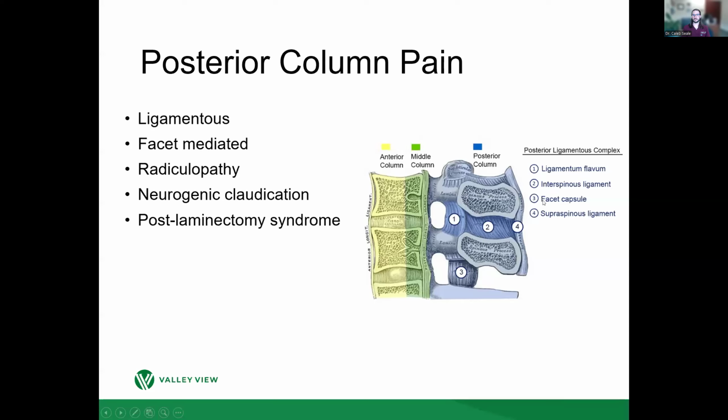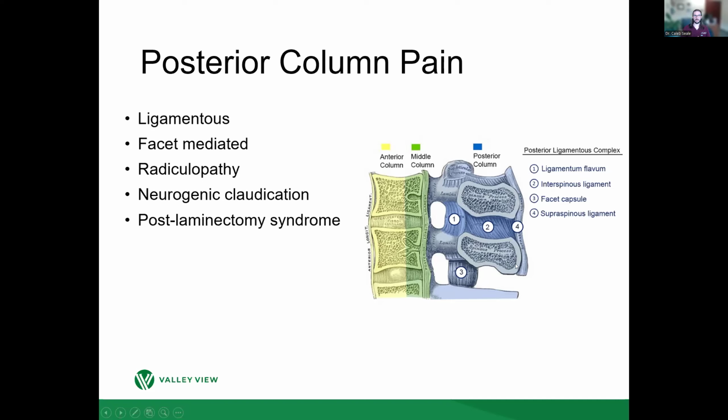To talk about some of the different areas of pain. Now, your spinal column technically has three different components. You have the anterior, middle, and posterior column. For our presentation today, we are basically going to talk about the anterior column and the middle column being together, and then the posterior column being the other portion of the spine that we're going to talk about.